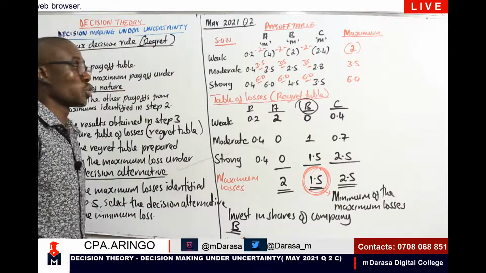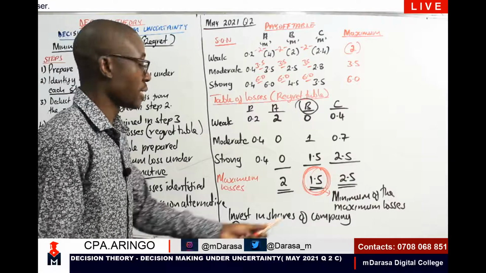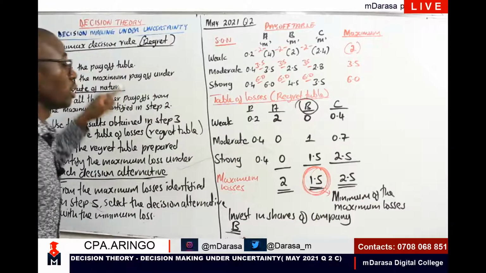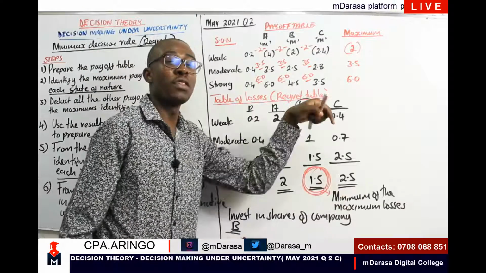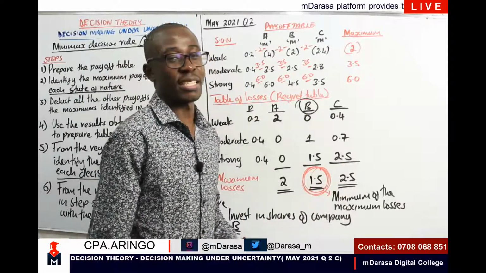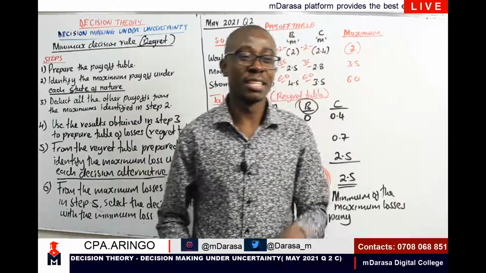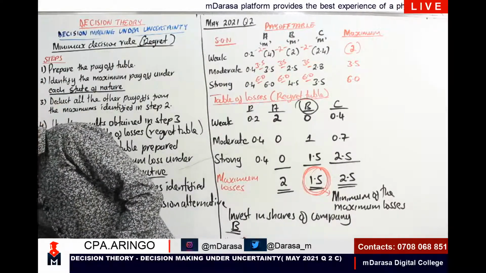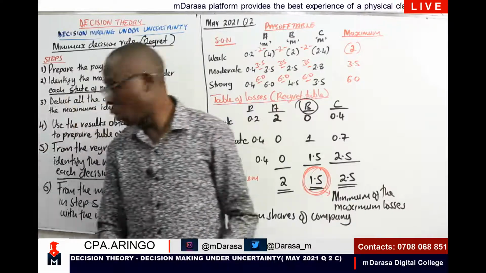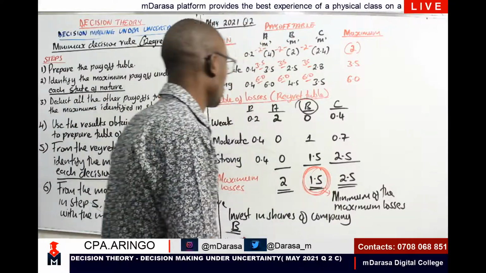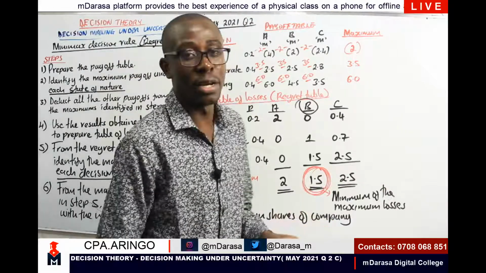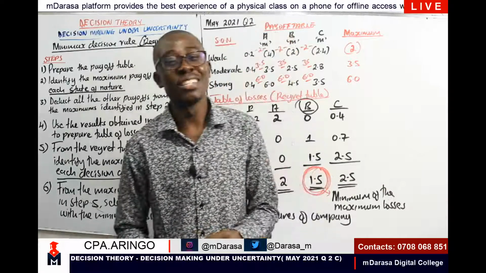Basically, that is what you are required to do. That's the reason why we are talking of the Minimax decision rule: the minimum of the maximum losses. That is what we are required to handle in that question. As we can all clearly see, the moment you follow these steps, it will be very, very easy for us to handle this.